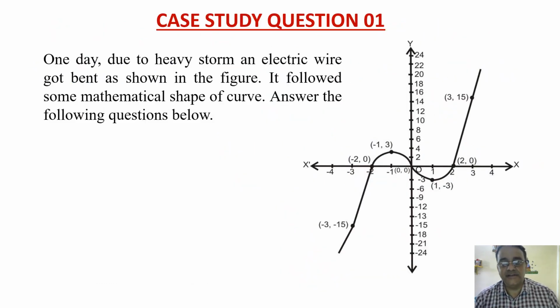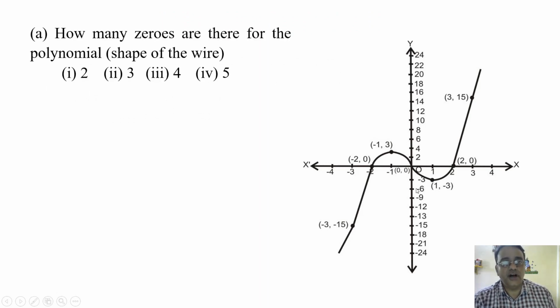One day, due to heavy storm, an electric wire got bent as shown in the figure. It followed some mathematical shape of curve. Answer the following questions below, means in the next page. Right. So first question, how many zeros are there for the polynomial shape of the wire? Answer 3. The point of intersection with the x-axis. Okay, 1, 2, 3. So the correct answer is the second one.